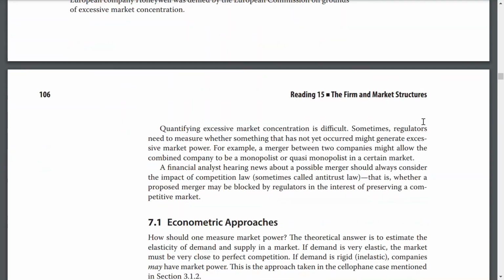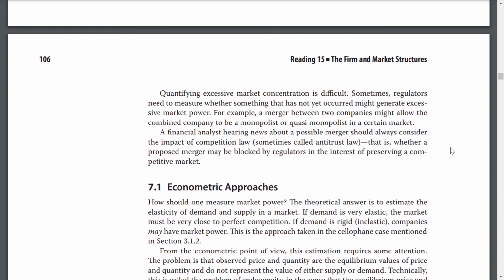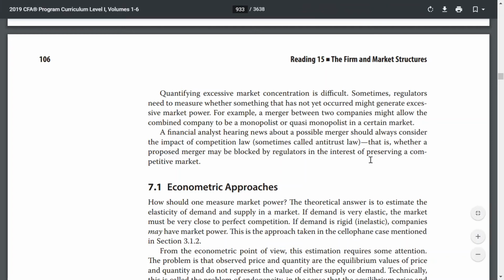Quantifying excessive market concentration is difficult. Sometimes regulators need to measure whether something that has not yet occurred may generally exercise market power. For example, a merger between two companies might allow the combined company to be a monopolist or quasi-monopolist in a certain market. A financial analyst hearing news about possible mergers should always consider the impact of competition laws, sometimes called antitrust laws. That is, whether a proposed merger may be blocked by regulators in the interest of preserving a competitive market.